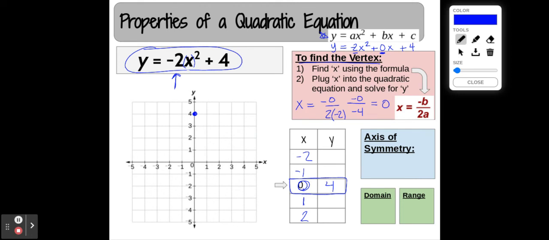I'm just following order of operations, and then add 4. If you do that, you're going to end up getting 2. Let's plug in 2. When I plug in 2 for x, square it, and multiply it by -2, you get -4. Now remember, this is symmetrical.